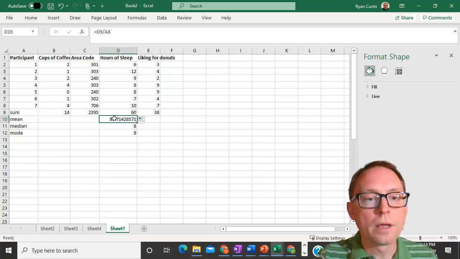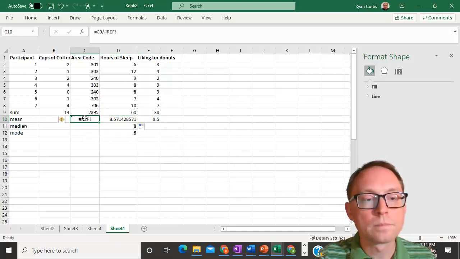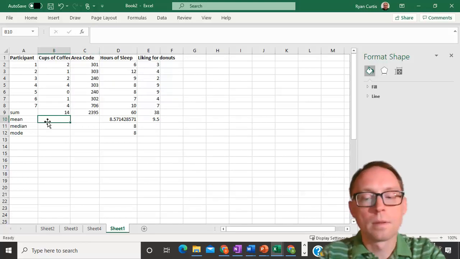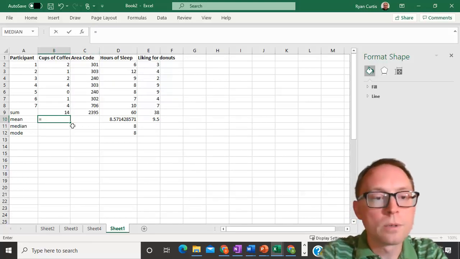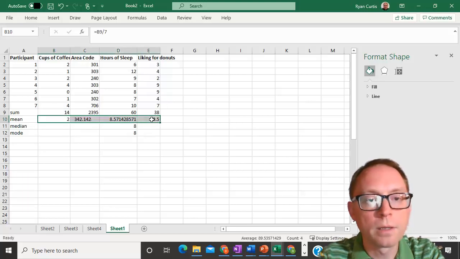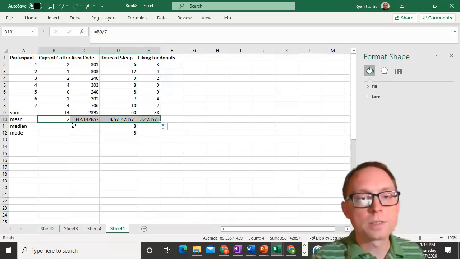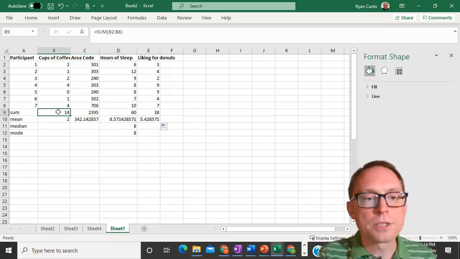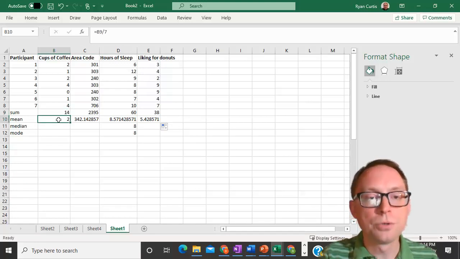Then let's go ahead and do the means for each of these, and then we'll worry about median and mode later. This is going to mess up because of the way that I programmed this. Equals this divided by 7. Sum divided by the n, that is going to be the mean. Okay, there it is. So let's look at this. So the number of cups of coffee, the sum was 14. The mean was 2. Makes sense, the average number of cups of coffee.